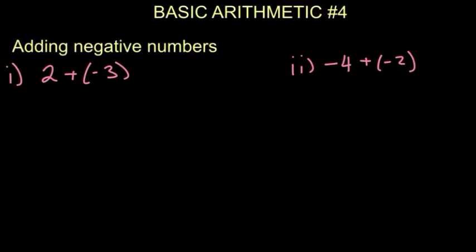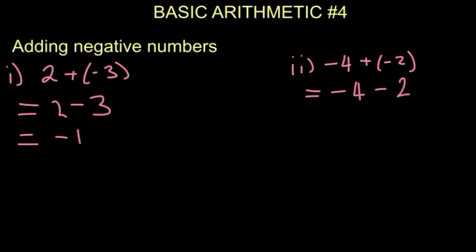Adding negative numbers. What's important to remember is that if you're adding a negative number, it's the same as subtracting a positive number. So it's possibly more helpful to rewrite this as 2 minus 3. And that'll give us the answer that we had previously, minus 1. Again, for the second example, minus 4 plus minus 2, adding a negative number is the same as subtracting a positive number. So we can rewrite this as minus 4 minus 2. And our answer will be, as before, minus 6.